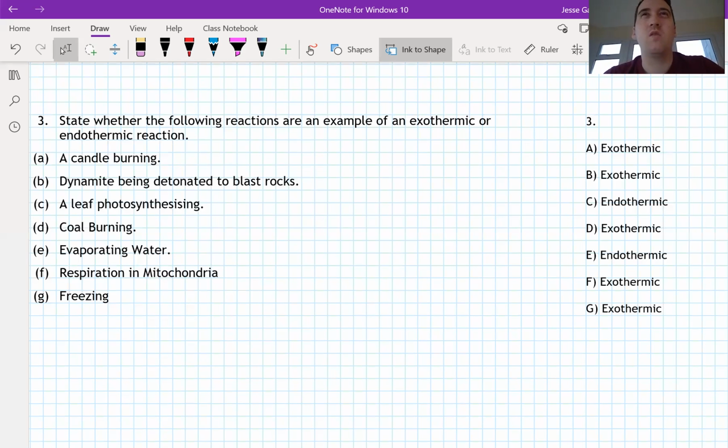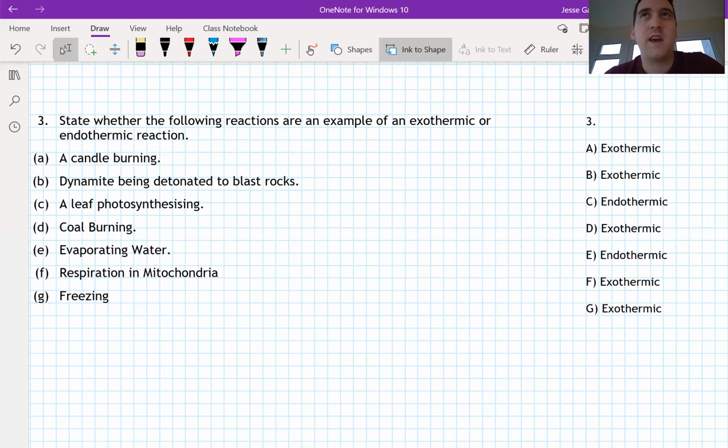So if you put water in a glass or in a saucepan, the more heat you add to it, the more heat it can take in, the quicker it's going to happen. It's a little bit counterintuitive, that one. Respiration in mitochondria. Well, if you study biology, you'll know that respiration releases energy to the cells. So it's a highly exothermic reaction. You can break down glucose and sugars and release a lot of energy by doing it. So it's exothermic.